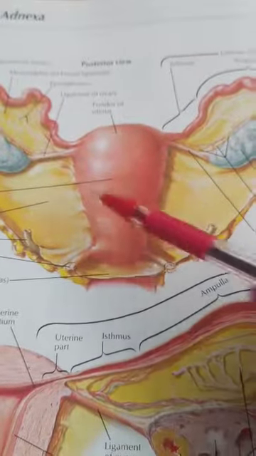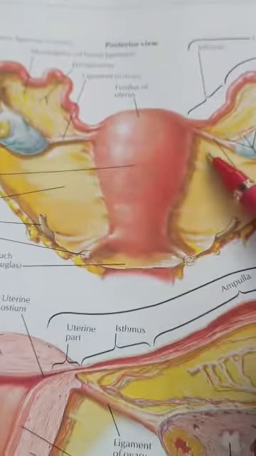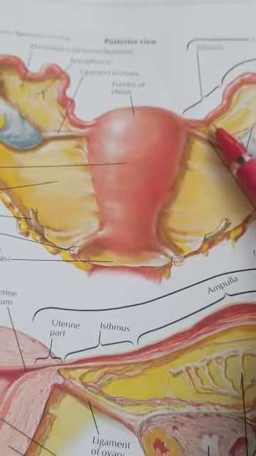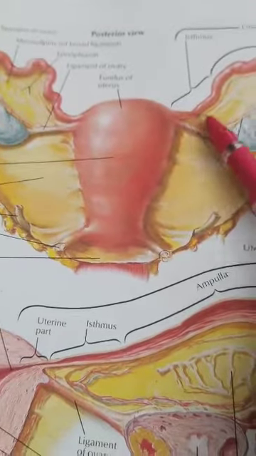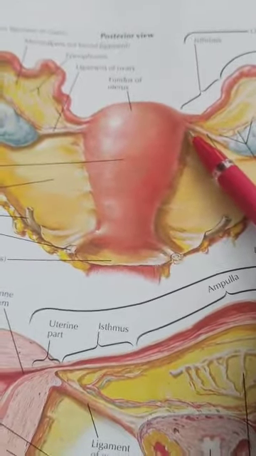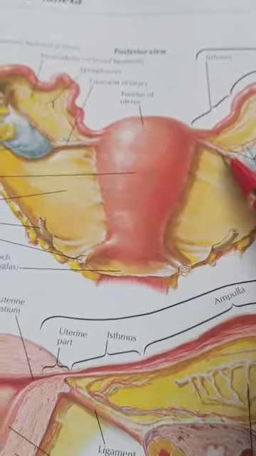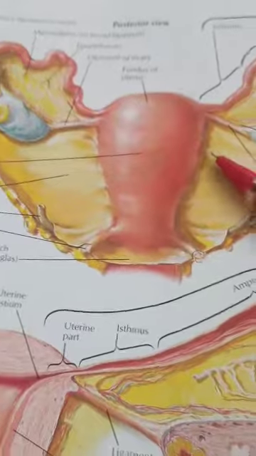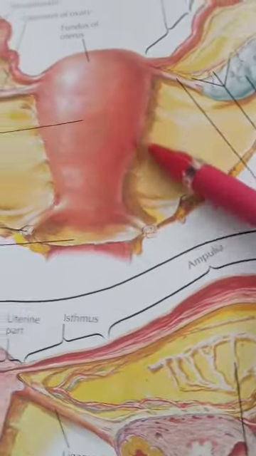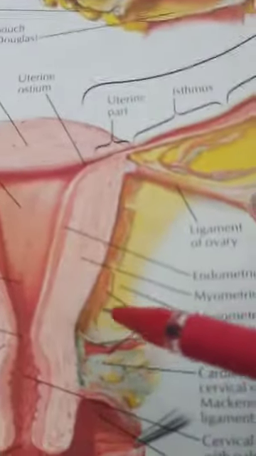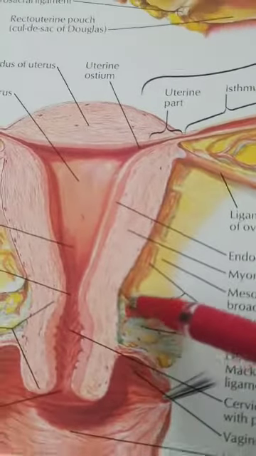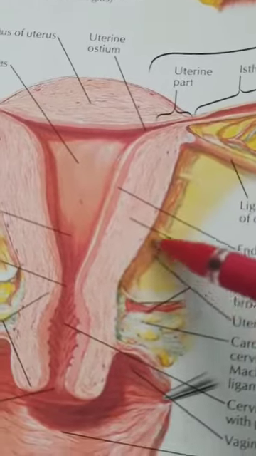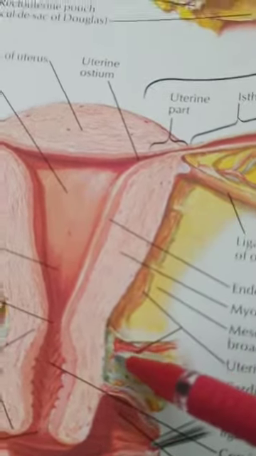So the lateral border gives attachment to the broad ligament of the uterus, and also to the uterine tube in the upper part of the border. Below the uterine tube you can see the attachment of the ligament of the ovary, and below that the lateral border is related to the uterine artery. In this picture you can see the uterine artery going upward through the broad ligament.